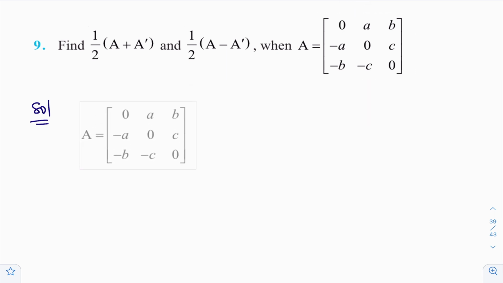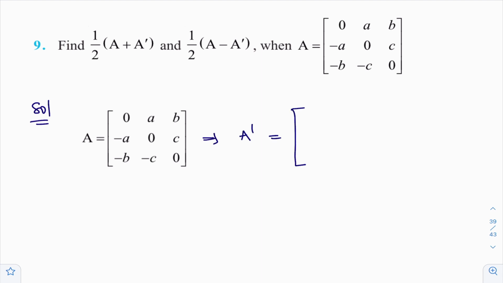Matrix A. Now I'll calculate its transpose. How to calculate A transpose? You write the first row as the first column: 0, A, B. Now this is the second row, write it as a second column: minus A, 0, C. Now this is the third row, write it as a third column: minus B, minus C, 0. Now A transpose we calculated.